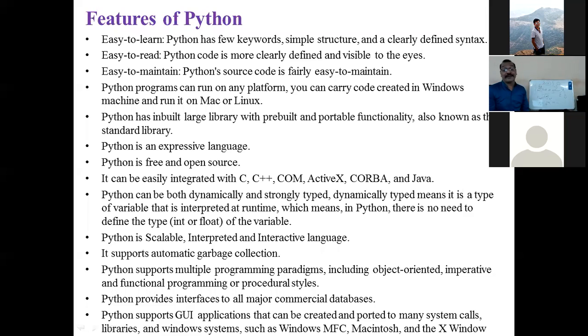It supports automatic garbage collection. Whenever we store data in some memory variables, the memory variables are occupied by particular data. And whenever we start to execute some other programs, these variables are actually full. That is known as garbage collection. So it supports automatic garbage collection. Python supports multiple programming paradigms, which we already discussed: object oriented, functional programming, procedural style, image processing.